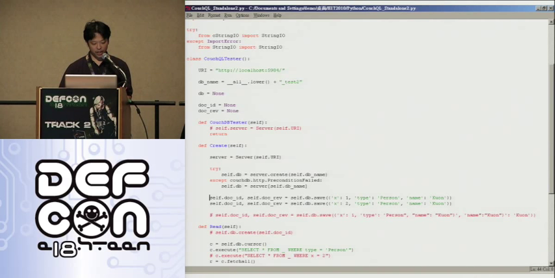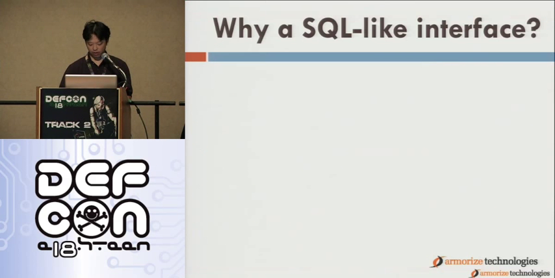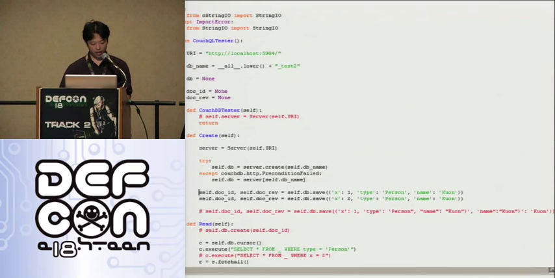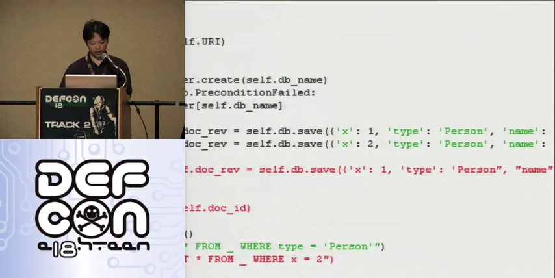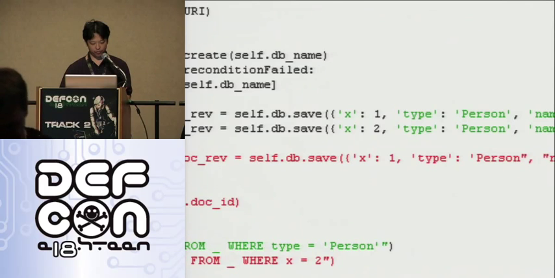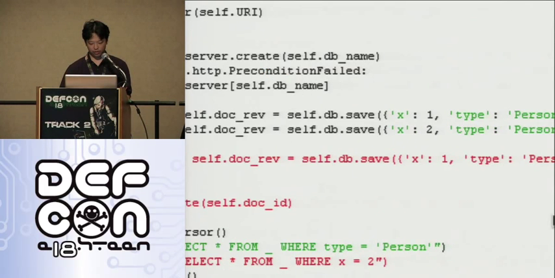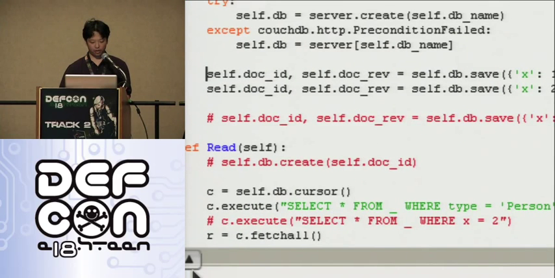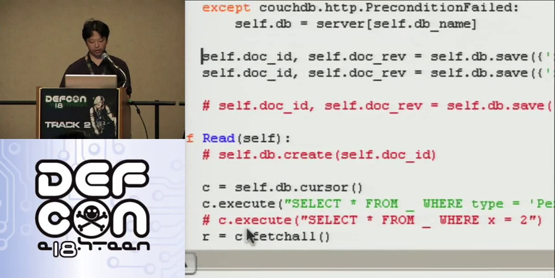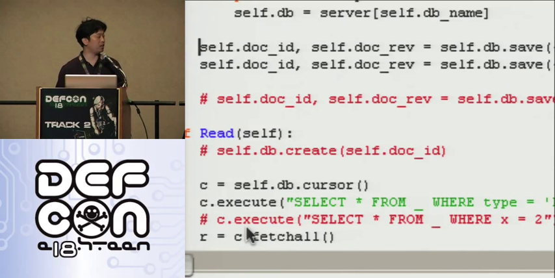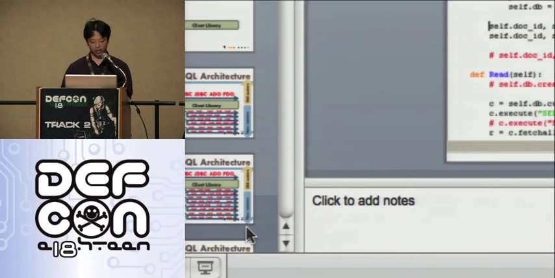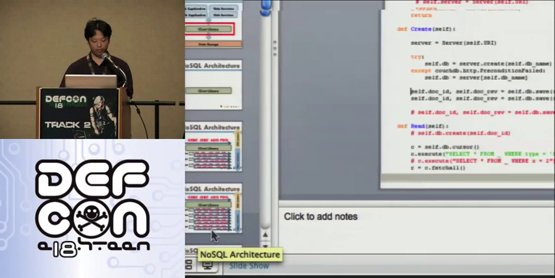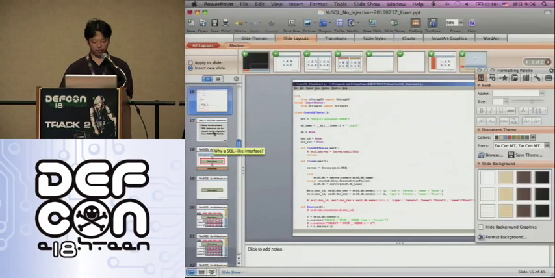And here you see a CouchDB implementation of its SQL interface, CouchQL. And as you can see, it looks very much like SQL, and in fact, it is a subset of SQL, while CouchDB itself is a NoSQL database.